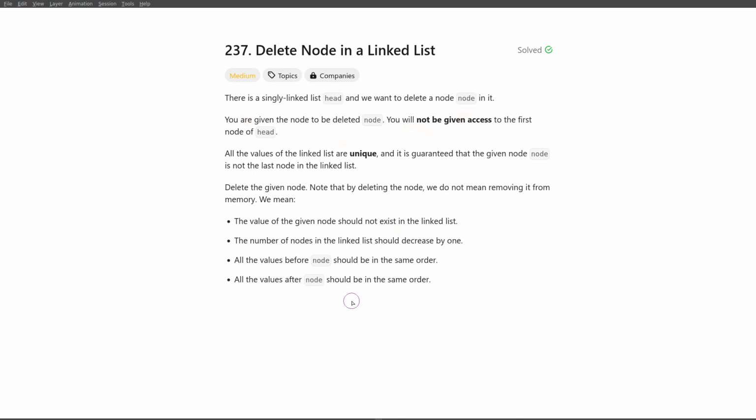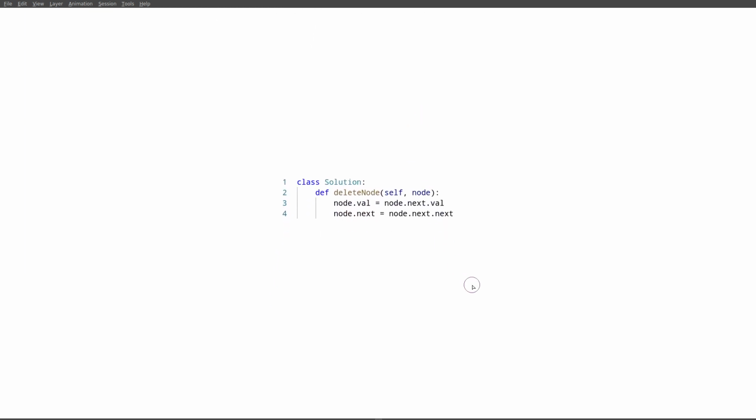more of a tricky problem, because the only thing that we have to do in order to delete a node in such a linked list, which is not the last node, we have to look at the next node and take its value and its next pointer for ourselves. And this is the whole problem.